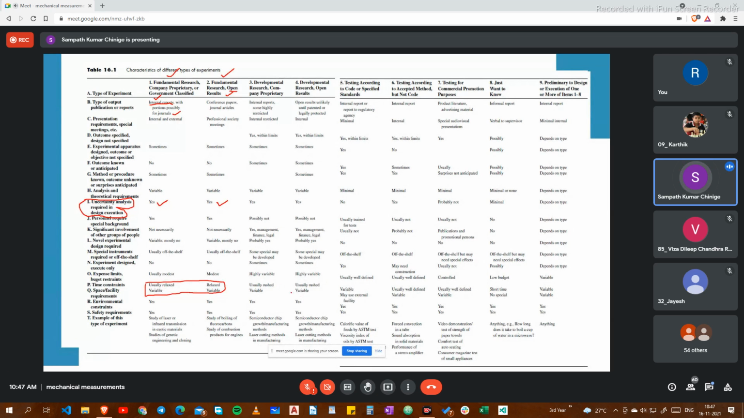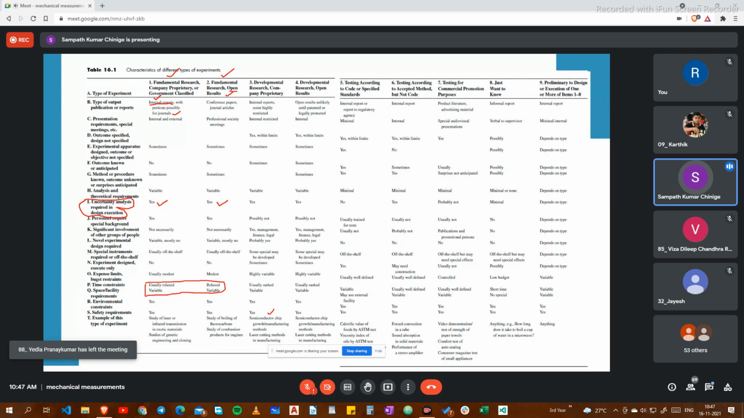Do you need to look at environmental constraints? Yes, you have to. Safety requirements? Yes. For example, what are the examples of this kind of thing? You can see semiconductor chip growth or manufacturing methods. This is one of the projects: laser cutting methods in manufacturing. By a laser you can cut different materials, and what are the wavelengths and frequencies you are using for cutting them. Each of them is the same experiment, but the product being cut is different, and the frequencies and wavelengths are being varied.